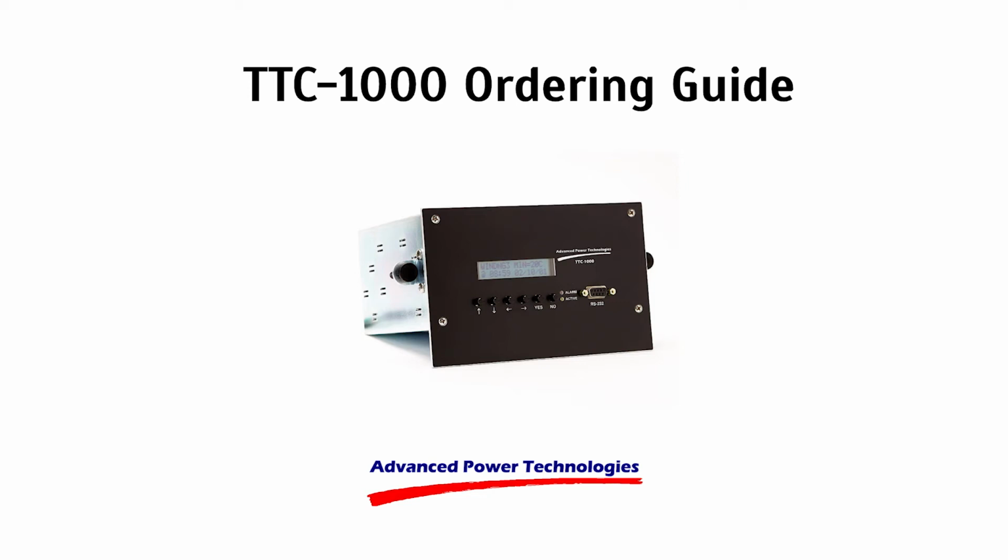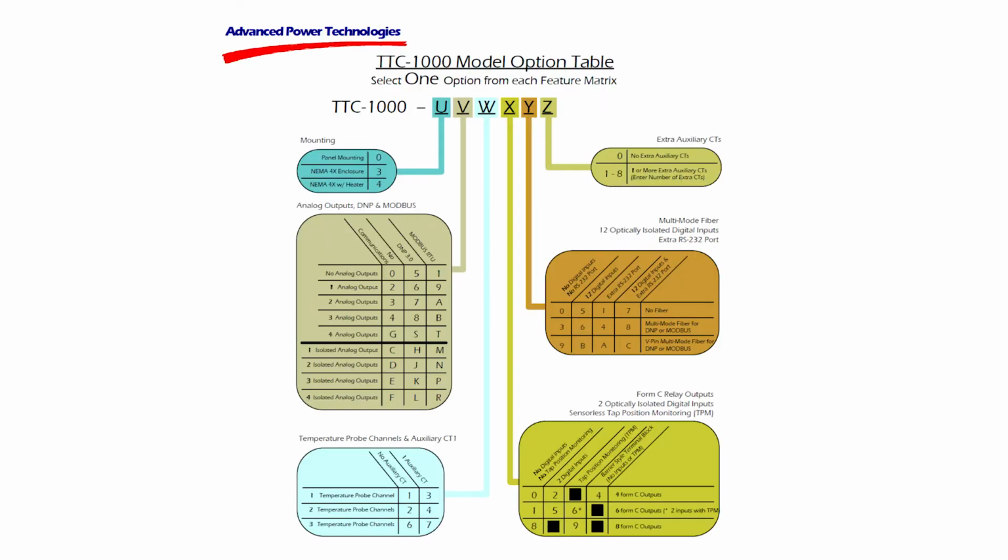This video will serve as an ordering guide for the TTC-1000. We will walk you through the model option tables for both the TTC and temperature probes to better understand their respective part numbers. First, we have the model option table for the TTC-1000. As you can see, each character in the 6-digit part number corresponds to its own feature matrix.